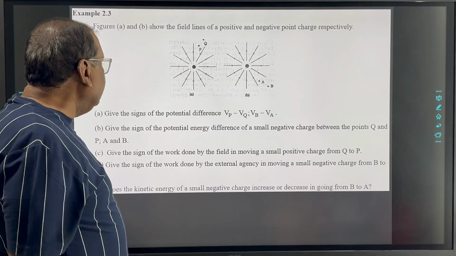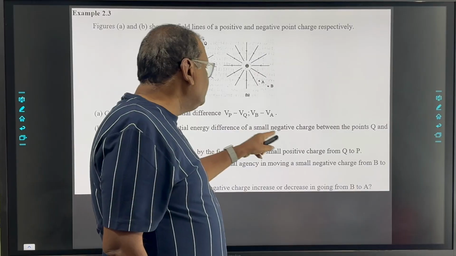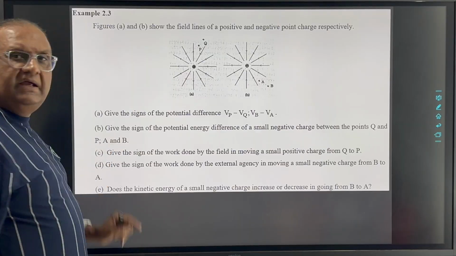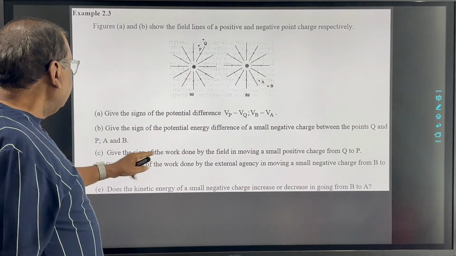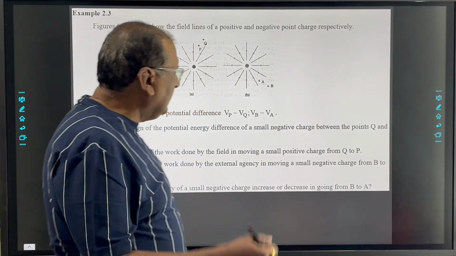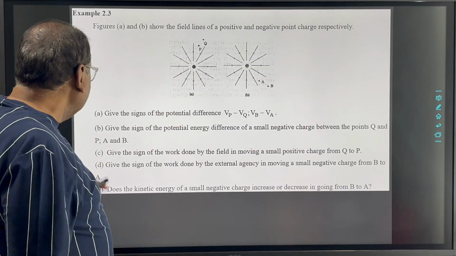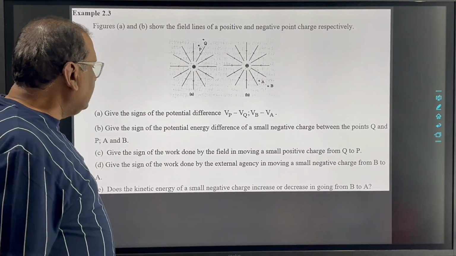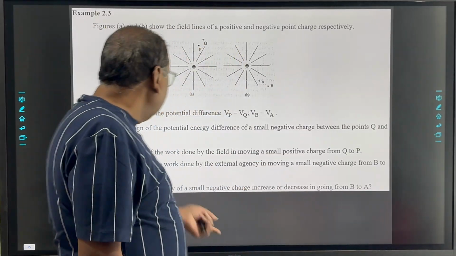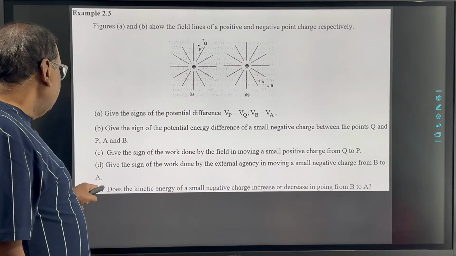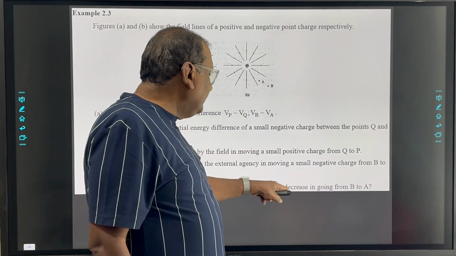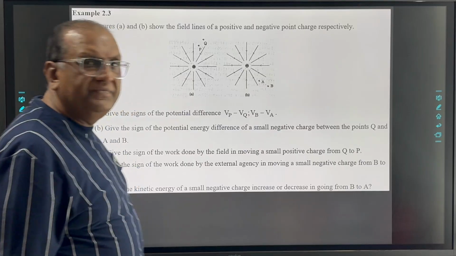B. Give the sign of the potential energy difference of a small negative charge between the points Q and P, A and B. C. Give the sign of the work done by the field in moving a small positive charge from Q to P. D. Give the sign of the work done by the external agency in moving a small negative charge from B to A. E. Does the kinetic energy of a small negative charge increase or decrease in going from B to A?